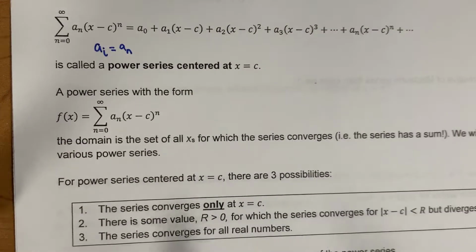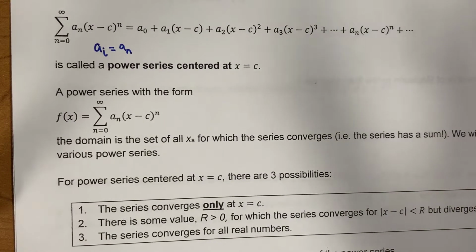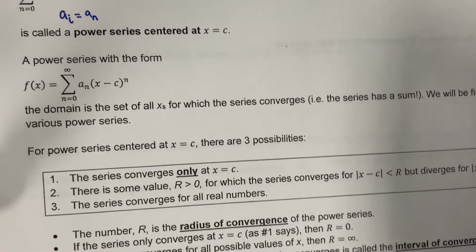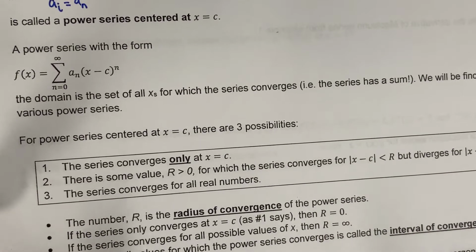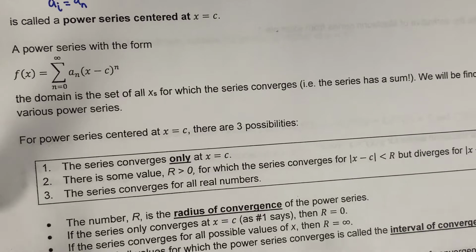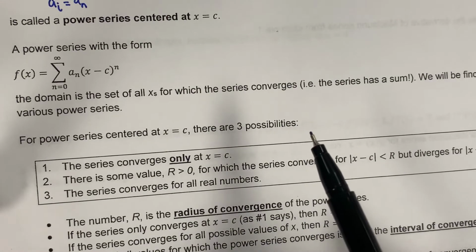So the domain of a power series is the set of values for which the series converges, which means that the series has a sum. What we're going to be doing in these examples is finding the domain of these power series. For a power series centered at x equals c, one of 3 things could happen.